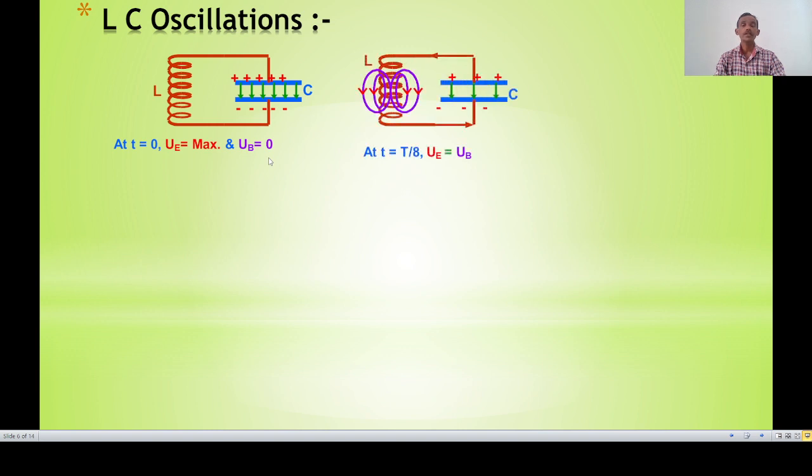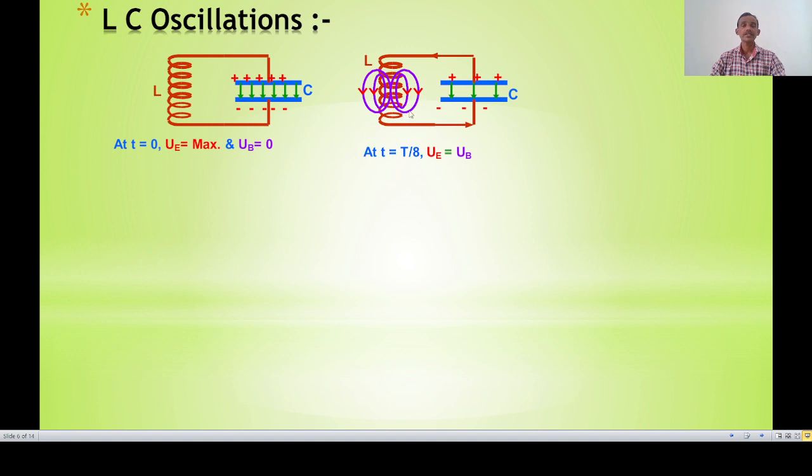Now after time t is equal to T by 8, where capital T is the time period of that oscillation, the capacitor goes on discharging, while the current flowing through the inductor goes on increasing. That is, there is a change in the current, from zero to an increasing value, due to which an EMF will be induced in that inductor, and therefore the energy will be stored in the inductor.